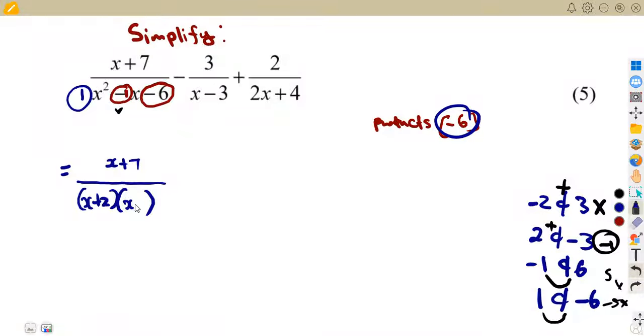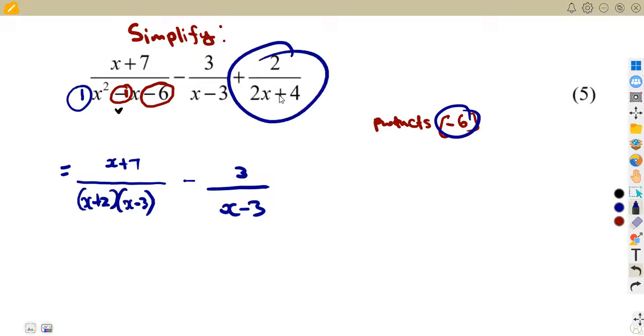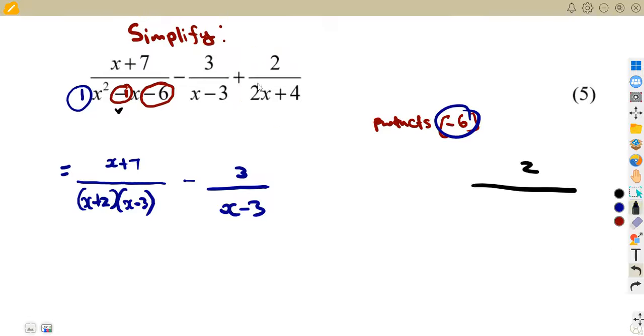So x plus 2, x minus 3, or you can have x minus 3, x plus 2, depending on the way that you want. Okay, then we're going to have minus 3 over x minus 3. On this part, there's nothing that we're going to be able to factor out. We do not have any highest common factor between 1 and 3. All right, but on this part here, we are going to factorize again. This is 2 over, if we check, there's a 2 that is common between 2 and 4. So you can factor 2.